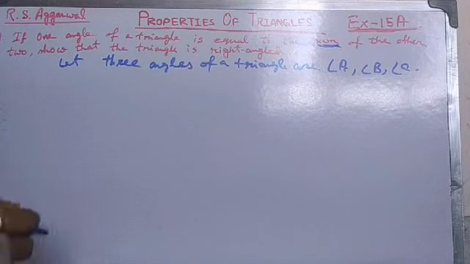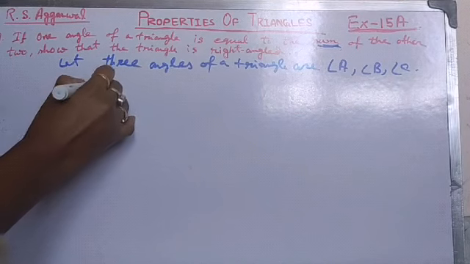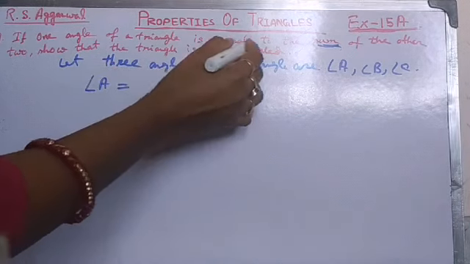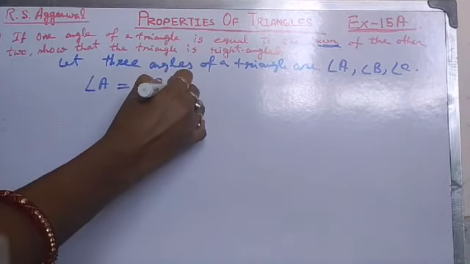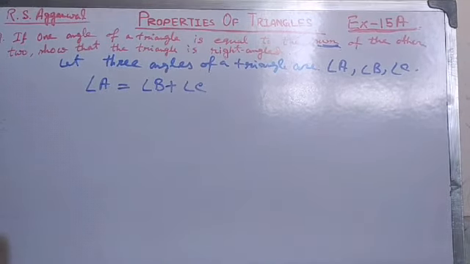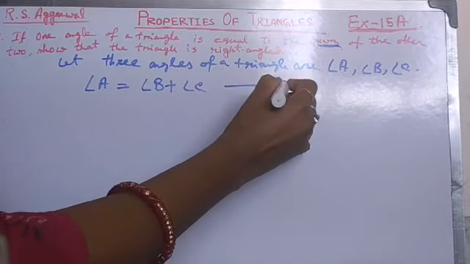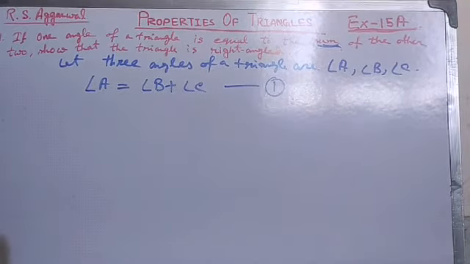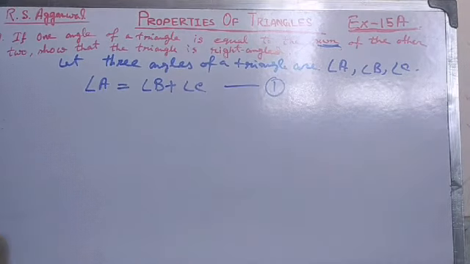Now what is given in the condition: one angle of a triangle, suppose angle A, is equal to the sum of the other two angles, that means angle B plus angle C. This condition is given. I am giving it a number, this equation numbering is 1.